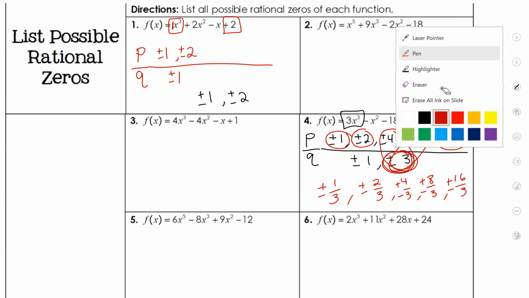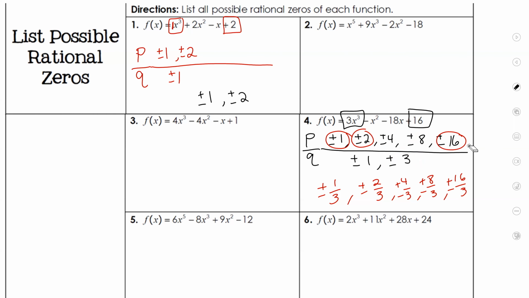So all of your possible rational zeros are all of the numerators, because all of the numerators over 1 is just what we have in the numerator, plus all of these fractions. Yes, you have to write all of these. These are all possible zeros that you can get if you factor this, okay? So I'm going to let you guys do the rest of these, figuring out the possible zeros. Thumbs up, middle, or down if you get what we're doing.